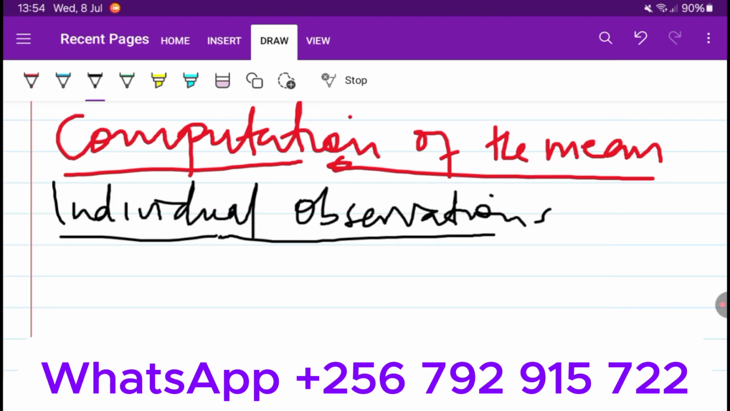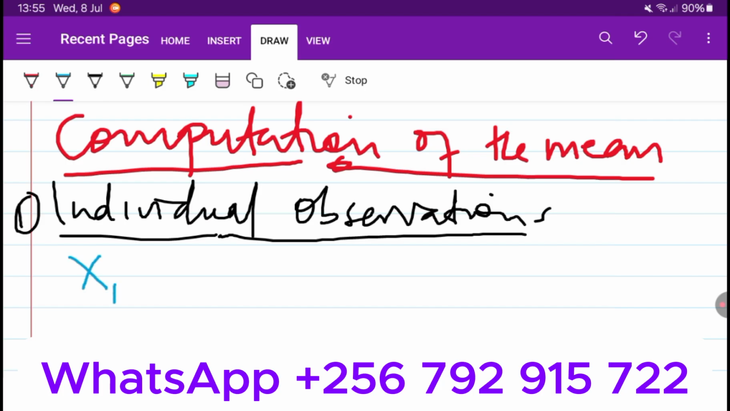These individual observations, when you just have the values, they have just been given to you as individual values. So what you do, you add up all the values and then you divide by the total number of observations. Let's assume that these are the observations.